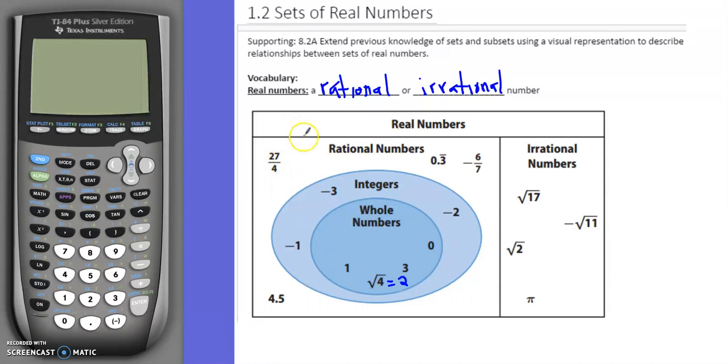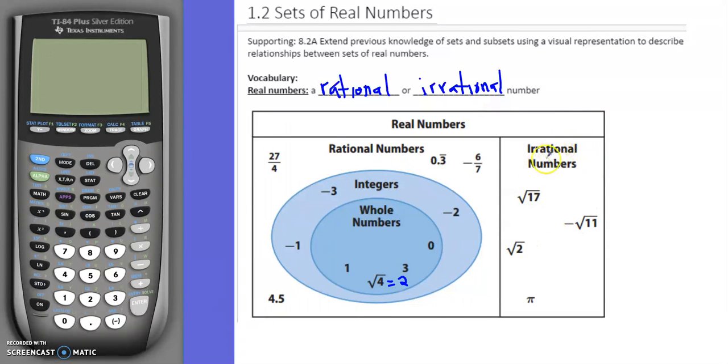27/4 is written in the fraction format, but it could also be written as a decimal. It's rational and real. 4 and 5/10 is a rational and real. A repeating 3 is a rational and real. And negative 6/7 is a rational and real.